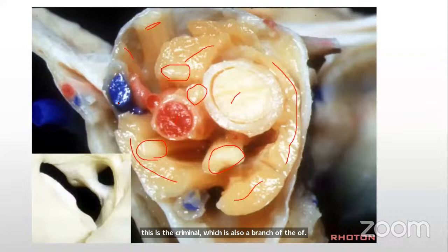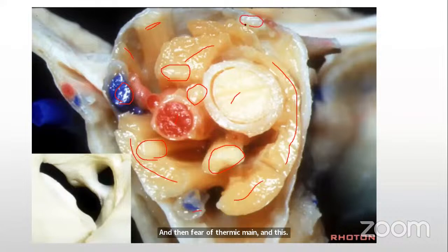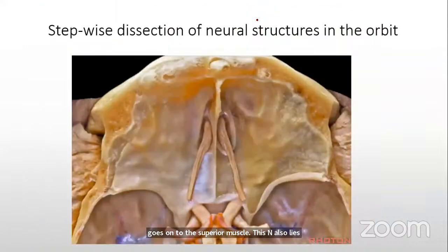Another structure that lies outside of the annulus of Zinn is the superior ophthalmic vein and the inferior ophthalmic vein. And this small nerve over here, this is the trochlear nerve that goes on to the superior oblique muscle. This nerve also lies outside of the annulus of Zinn. This is a very important concept to understand. Now, once we've understood the annulus of Zinn, we'll go to the stepwise dissection of neural structures in the orbit.